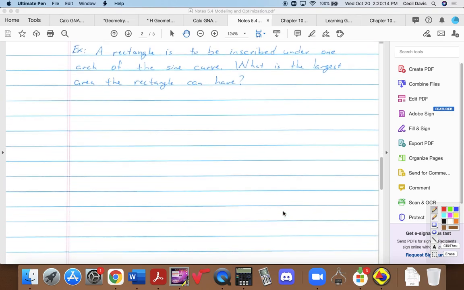All right. Let's try this one. A rectangle is to be inscribed under one arch of the sine curve. What is the largest area the rectangle can have? Well, we should probably draw the sine curve, or at least one arch of it.